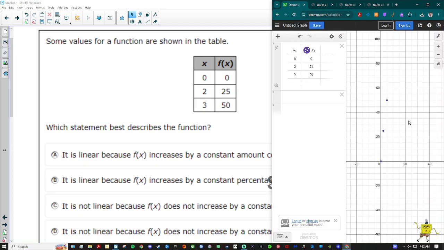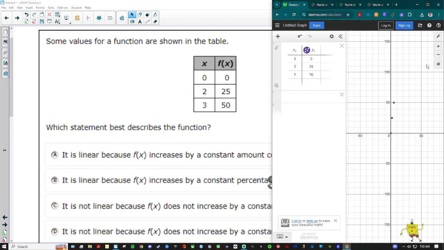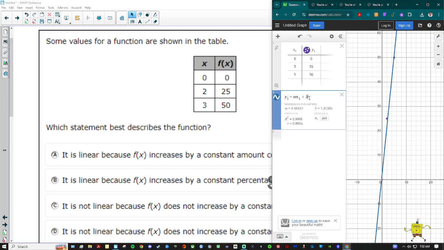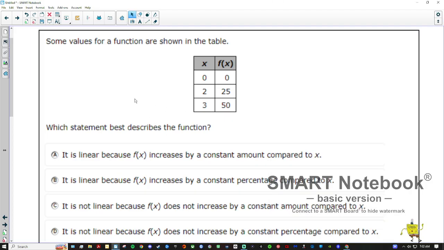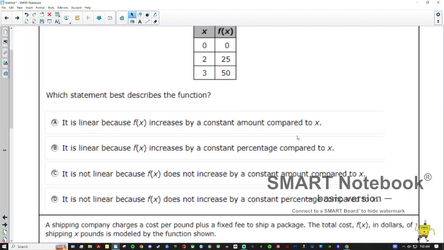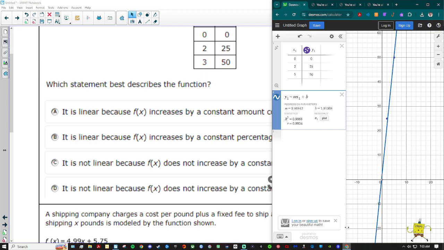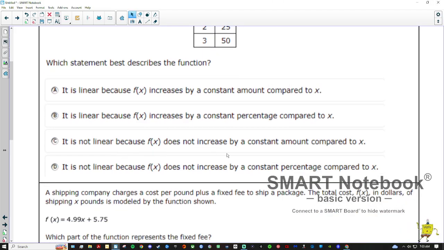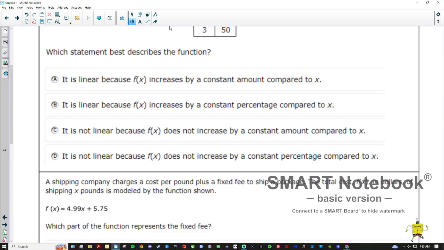I'm going to zoom out. And I'm going to put in my cheat code, y1 squiggly mx1 plus b. And I see that I get a very nice straight line going through my points. It says it is linear. Okay, so if we look, our R value is not perfect. We're not perfectly going through the line. So it is not linear because it does not increase by a constant amount. Okay, it's close, but it's not perfect.